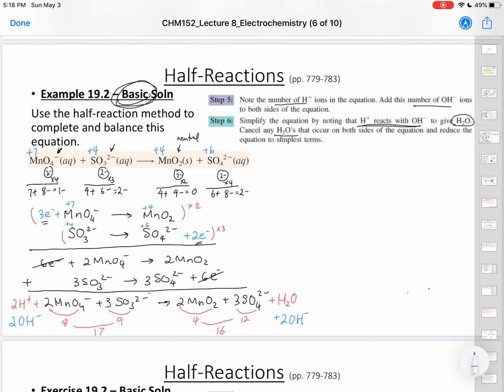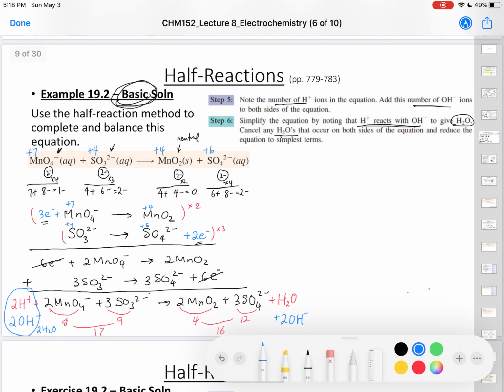Otherwise, my balance of atoms would be thrown off from the point where I balanced it in the acidic solution. Okay. So now, let's keep in mind that 2 H pluses and 2 OH minuses gives you 2 waters, right? H plus and OH minus gives you water. So if you have 2 of them, it gives you 2 waters. So I'm going to rewrite the equation.